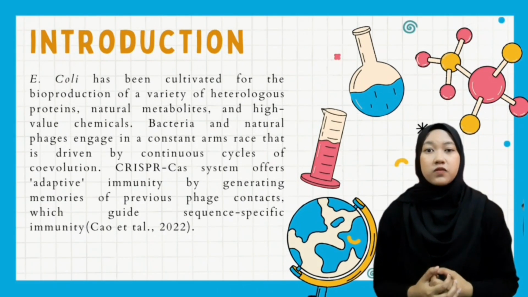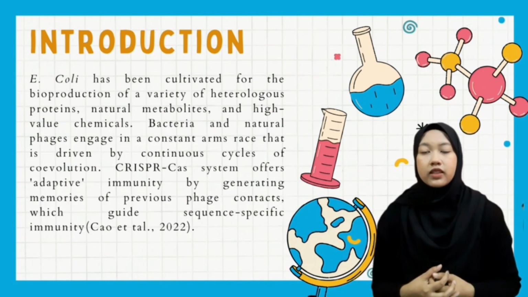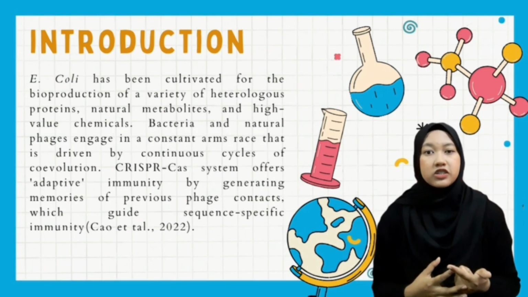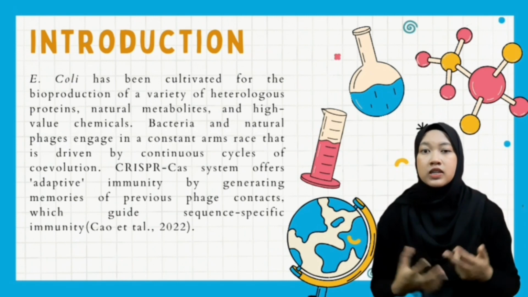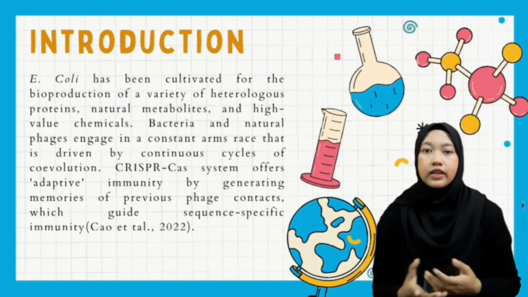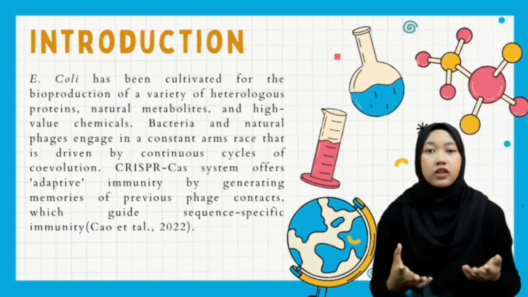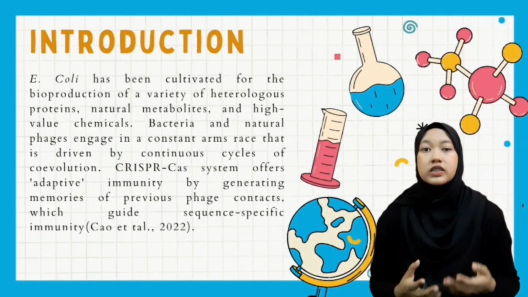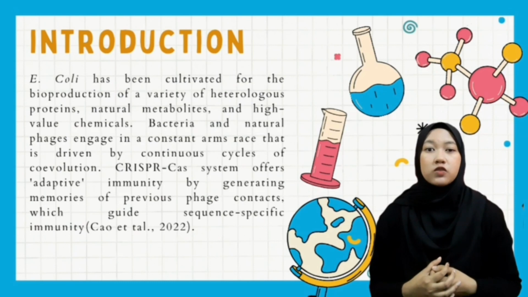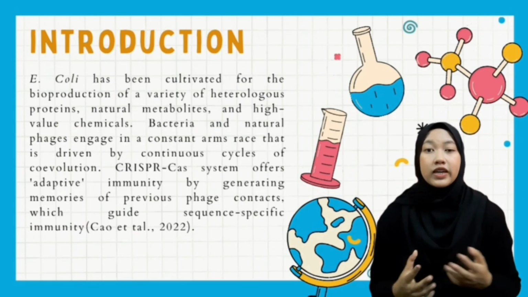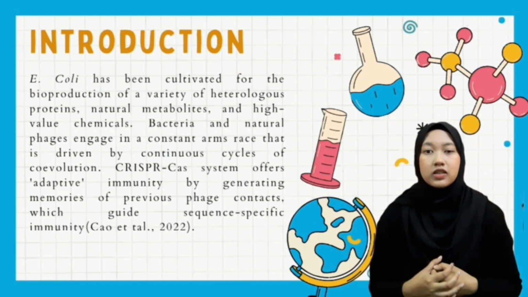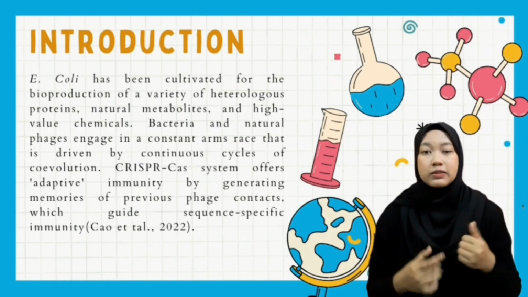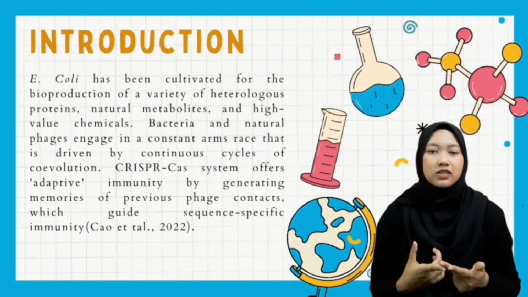E. coli has been cultivated for the bioproduction of a variety of heterologous proteins, natural metabolites and high-value chemicals, such as to produce isobutanol and ivermectin. Bacteria and natural phages engage in a constant arms race that is driven by a continuous cycle of co-evolution. It promotes the evolution of diverse anti-phage techniques in bacteria as well as corresponding anti-phage strategies in phages. Phages and bacteria interact through absorption, infection, and release.